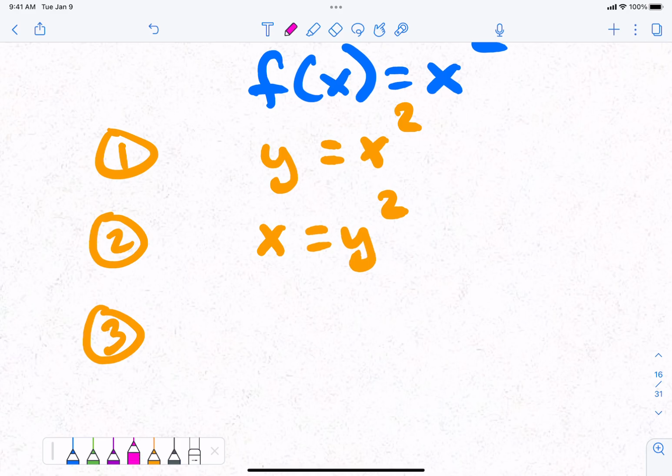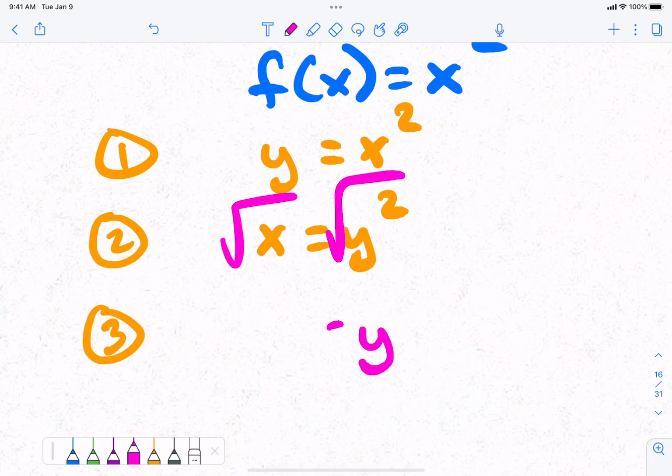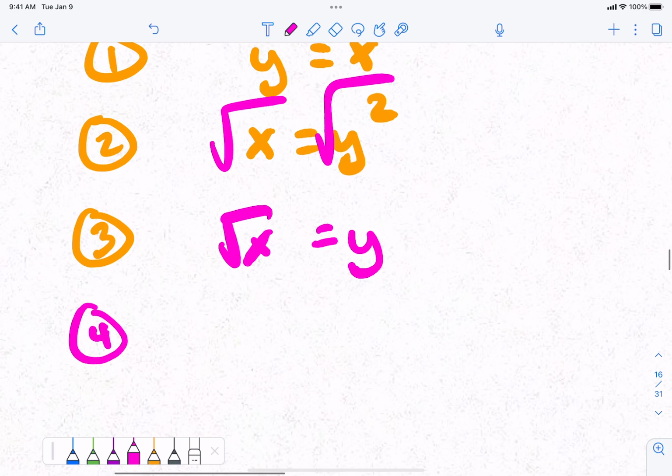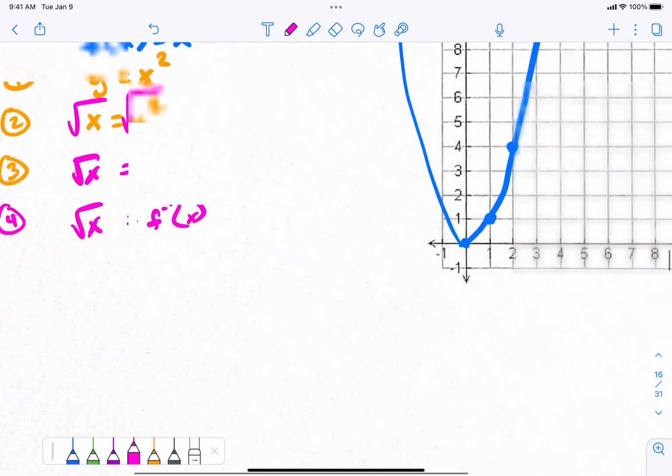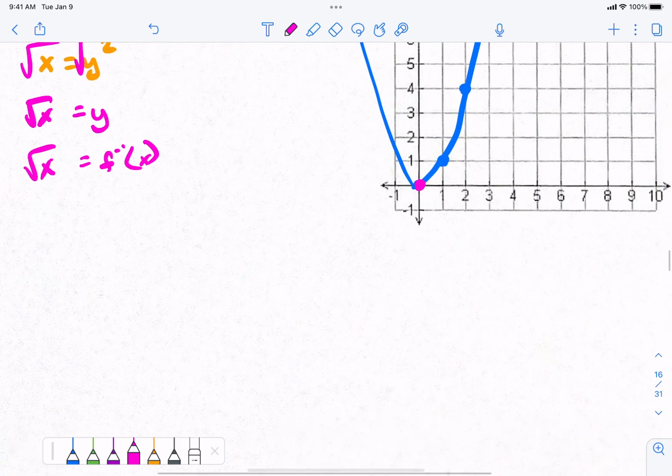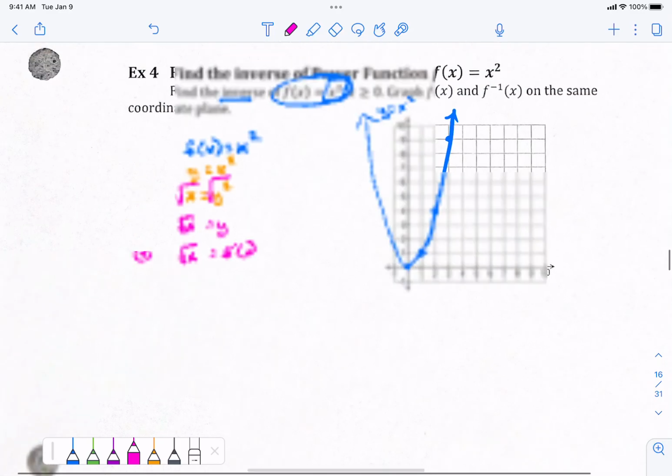How do you get y by itself? You take the square root because that will get rid of the square. So I have y equals the square root of x. Then I can rename it in step number 4. So f inverse is the square root of x. What does the square root of x look like? Like this. That's what the square root of x looks like.